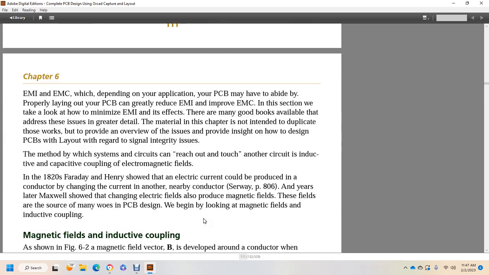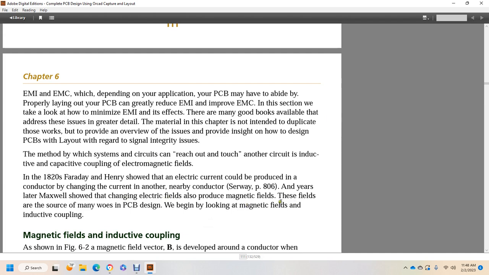The methods by which system circuits can reach out and touch another circuit are inductive coupling, capacitive coupling, and electromagnetic fields. In 1820, Faraday and Henry showed that an electromotive force could be produced in a conductor by changing the current in another nearby conductor. Years later, Maxwell showed that changing electric fields produce magnetic fields. These fields are sources of many woes in PCB design.